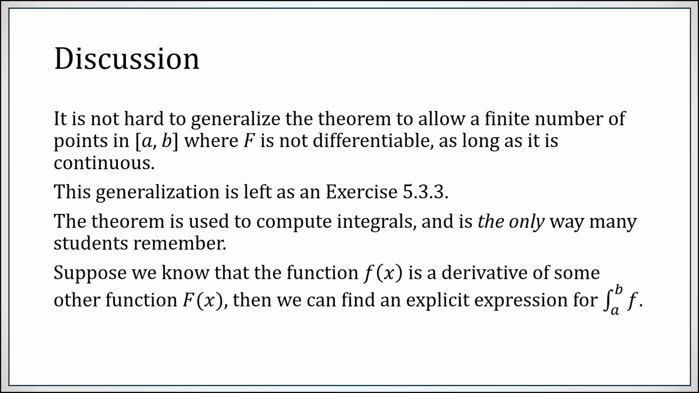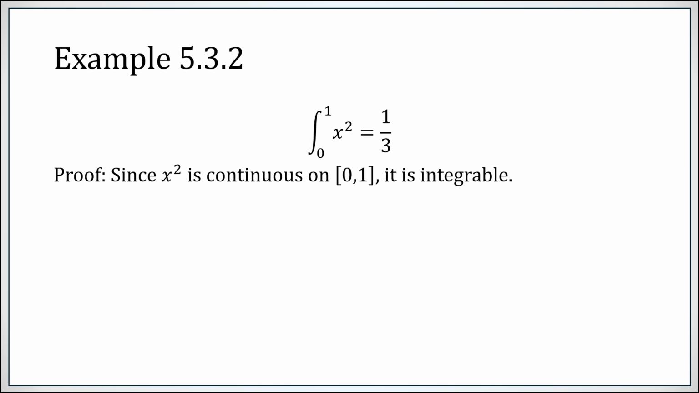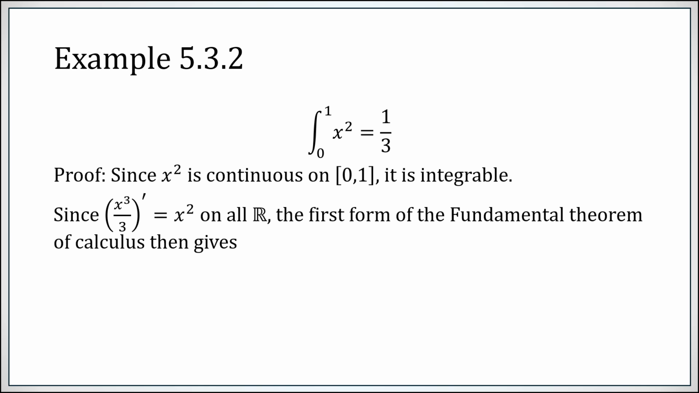Let's suppose we know the function little f is a derivative of another function capital F. We can then find an explicit expression for the value of the integral from a to b of little f. For example, the integral from 0 to 1 of x squared is exactly equal to 1/3. X squared is continuous everywhere, so it's continuous on the interval from 0 to 1, and is therefore integrable on this interval. Also, x cubed over 3 has a derivative which is exactly equal to x squared everywhere, including on this interval.